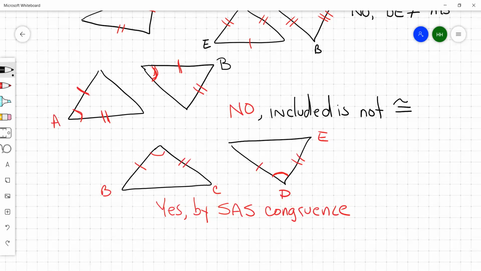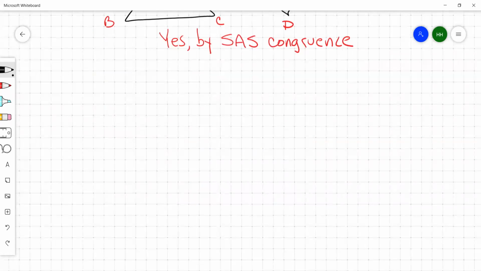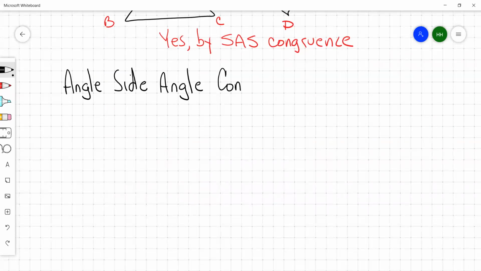All right, so let's talk about two more postulates. Angle, side, angle congruence.